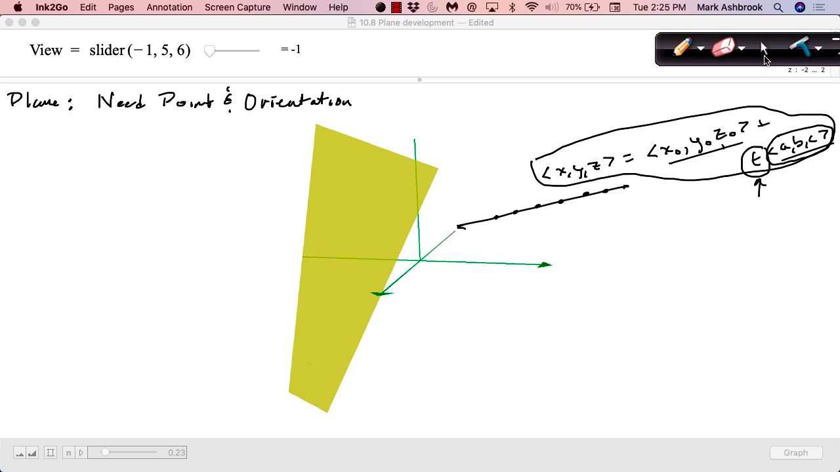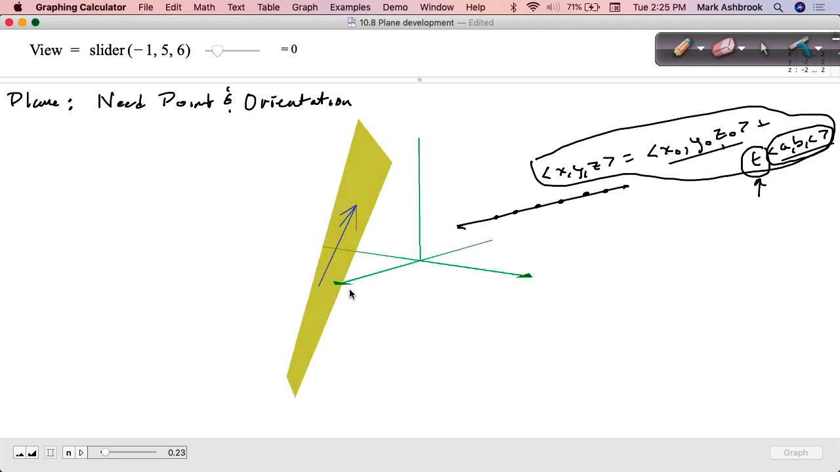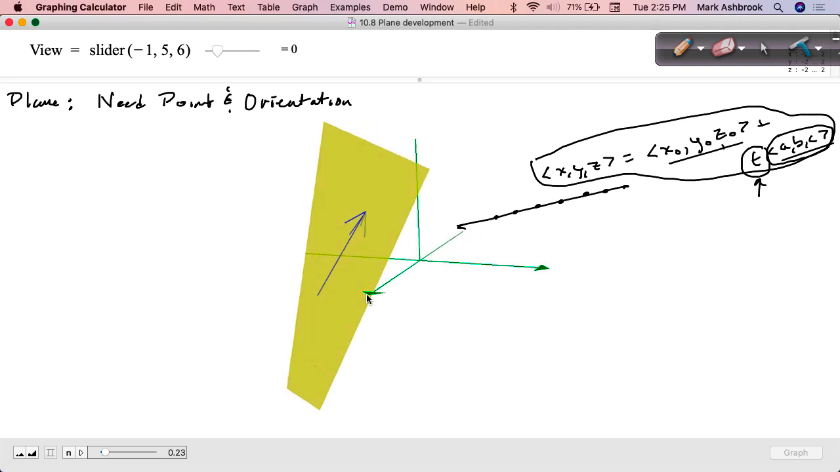So the point is easy. It's a point in the plane, right? We've seen that before, so that's pretty straightforward. So what about the orientation of a plane? What about a vector that's parallel to or in the plane? Does that uniquely determine the orientation of the plane in space, meaning kind of how it's positioned or angled in space?